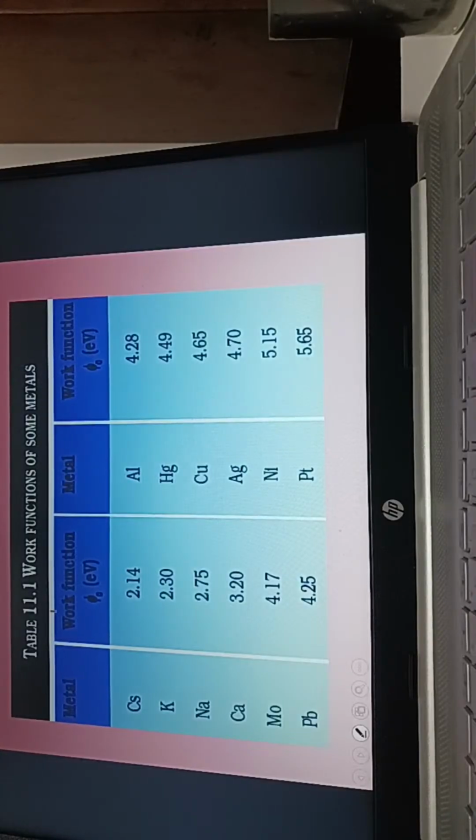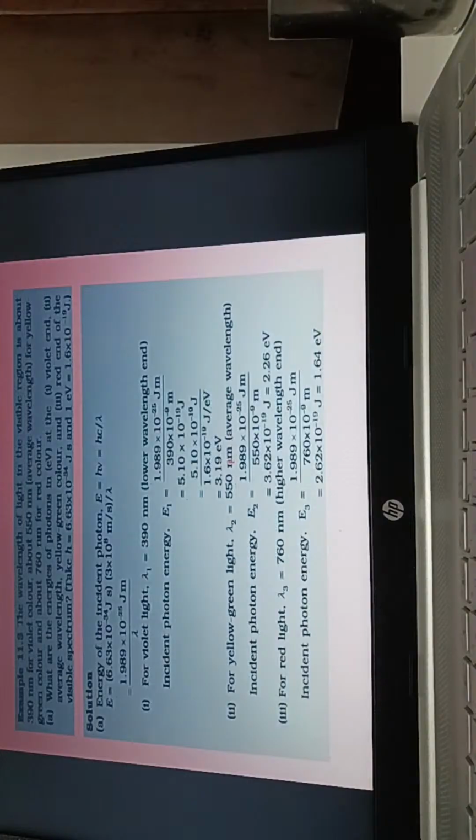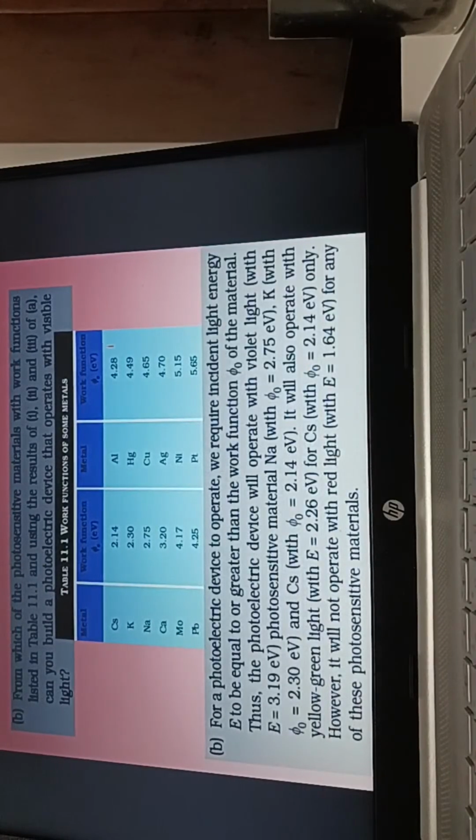Work functions of alkali metals are given here. Some metals, like mercury, is 4 point something. It cannot give photo emission because our highest visible light energy is only 3.14. How much is the highest one? 3.19. This is the highest energy, which is violet color. The lowest energy in visible light is 1.64. So that means all of this you cannot get by using visible light.